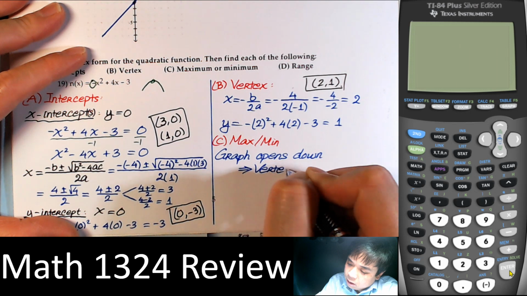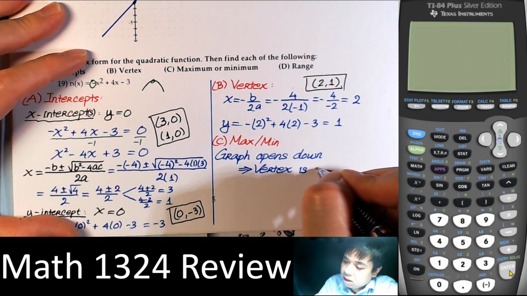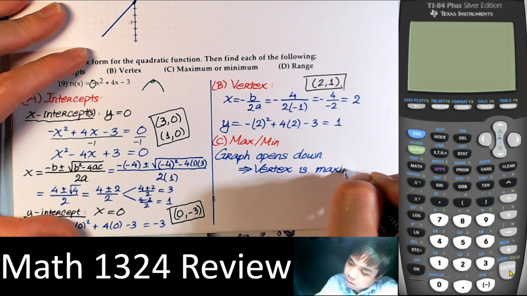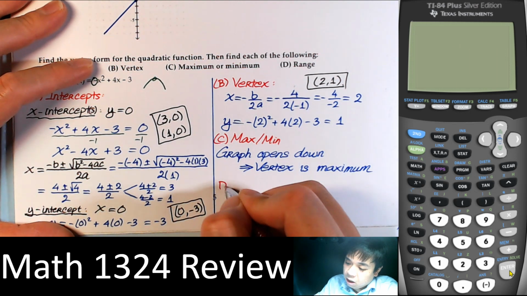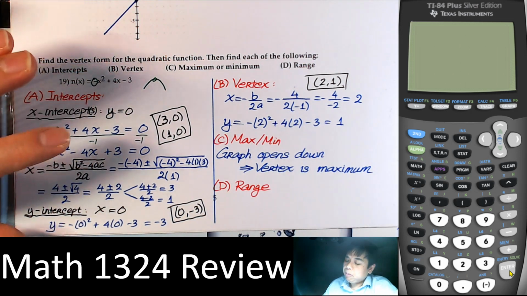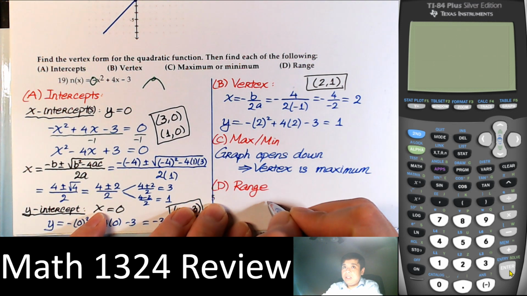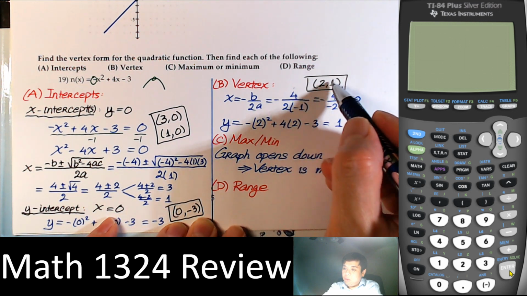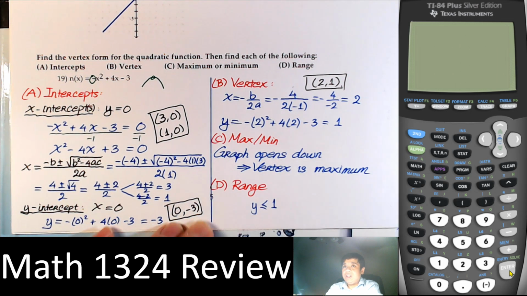So the vertex is maximum. And the next part is related directly to the maximum or the minimum. If the vertex is the maximum, that means the y values is the highest. So the range is going to be highest, going to be 1. So it has to be from 1. 1 is the maximum value. So we can write like that.